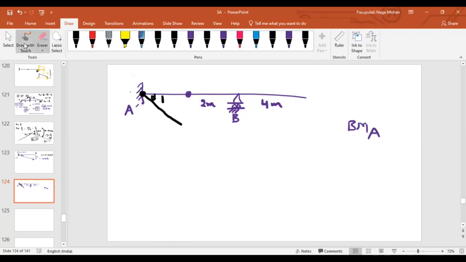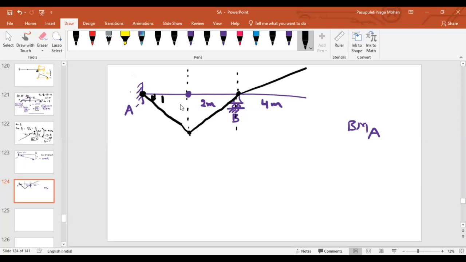After that, the deflection at B will be zero, because it is a roller support. Will it allow any deflection? No. So it is a mirror triangle. What about the connected member? The slope should be the same, so this overhanging part also goes upward with the same slope.